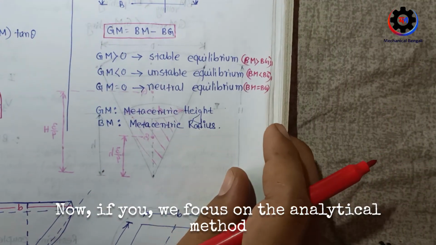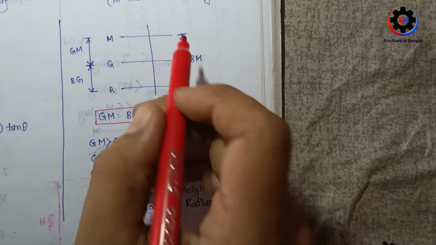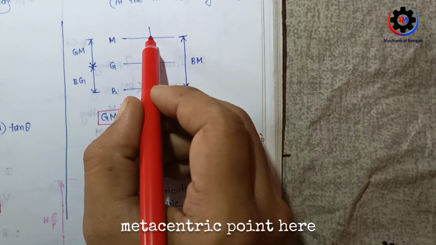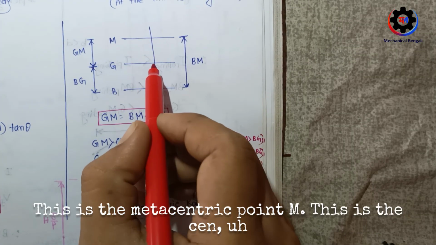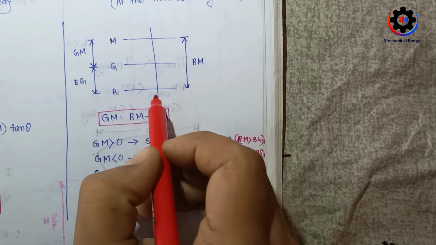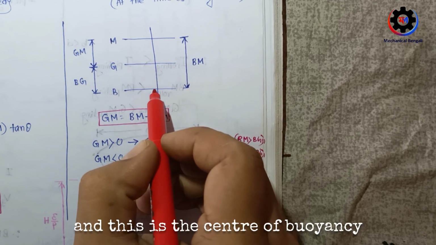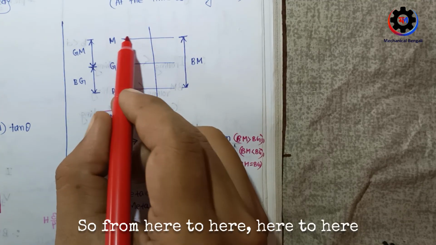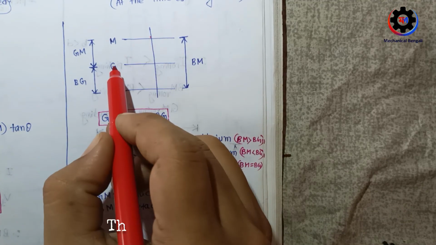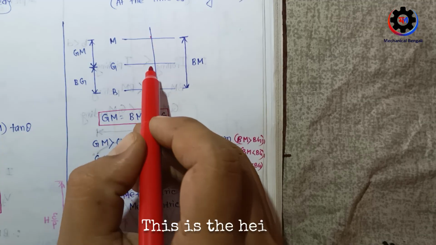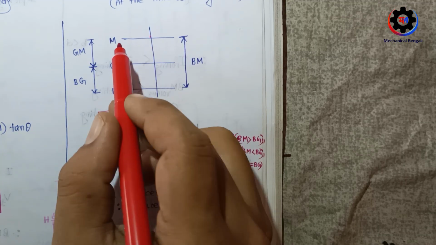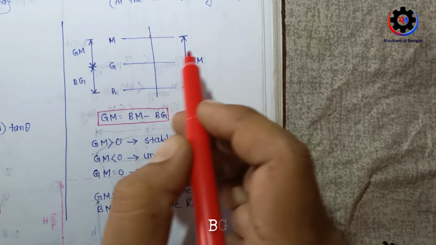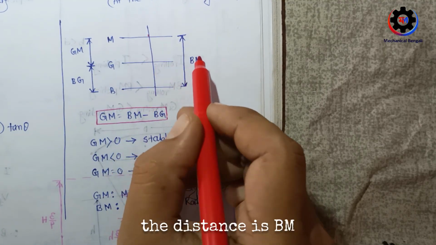Now if we focus on the analytical method, which is used at the time of design. Suppose this is the metacentric point M, this is the centroid of the body, and this is the center of buoyancy. So B is the center of buoyancy and G is the centroid of the body. From here to here, the distance is GM, the metacentric height. From here to here, the distance is BG. And from here to here, the distance is BM.